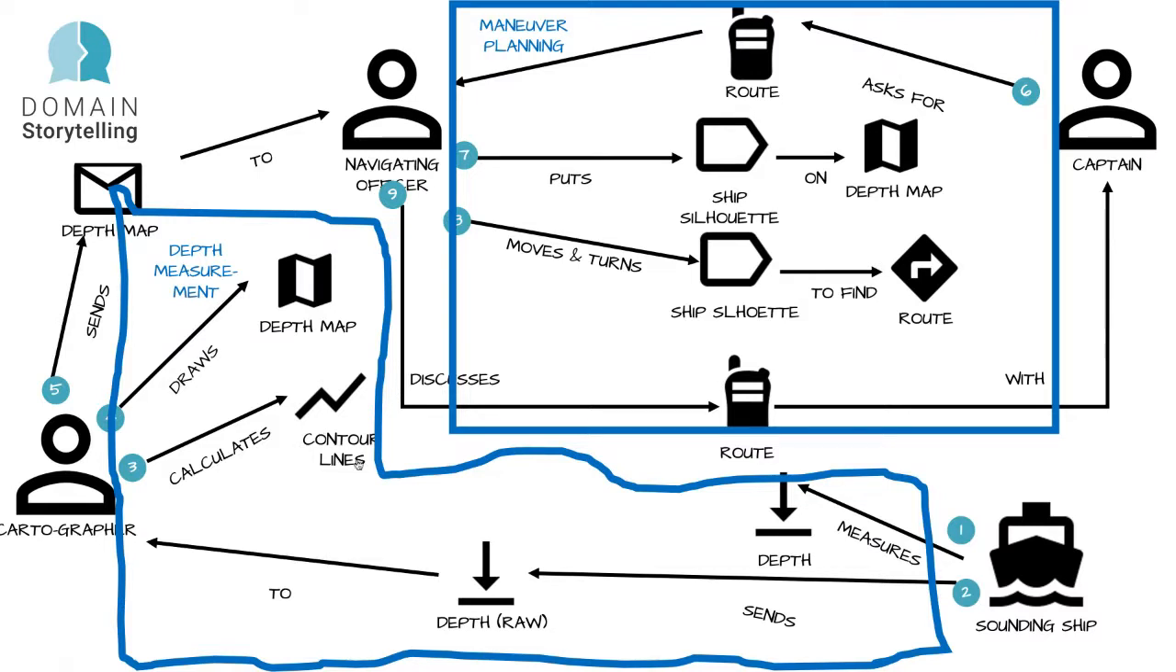And the idea of strategic design now is to say, well, let's not build just one big model here, one big monolithic software, one big ball of mud software, but let's build two pieces of software, two modules here, one module depth measurement and one module maneuver planning. That's what we want to do. Not build one big monolithic software, but a more modular, smaller software there. Okay, that's the basic idea of strategic design.